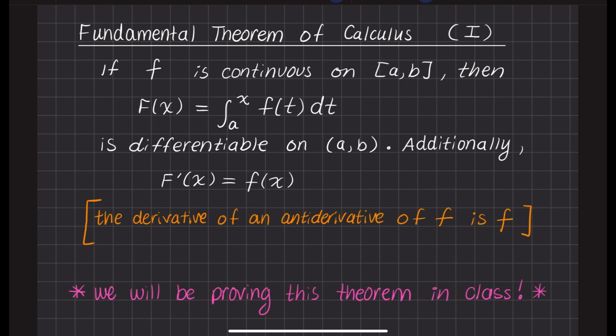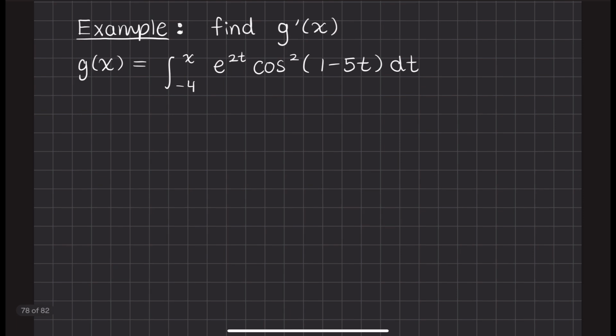But for the remainder of this video, we're just going to be going over some examples that are more computational and procedural. For our first example, we are finding the derivative of g, given that g is the integral from -4 to x of, and then we have this function. This function inside is our f of t. This -4 right here is our a. And we basically have everything set up to right away apply the fundamental theorem of calculus part 1.